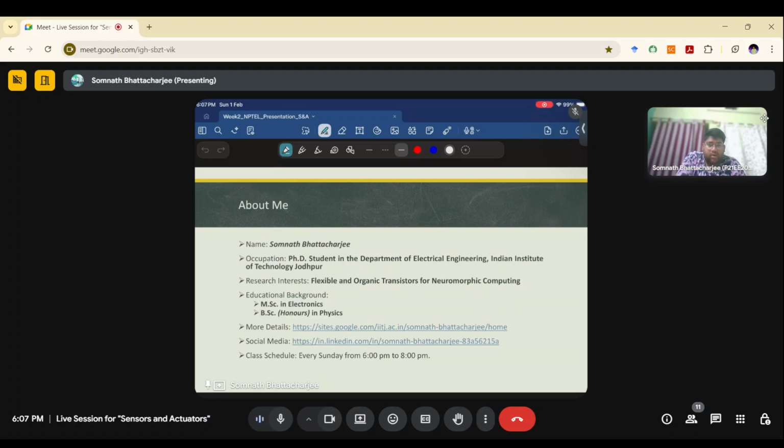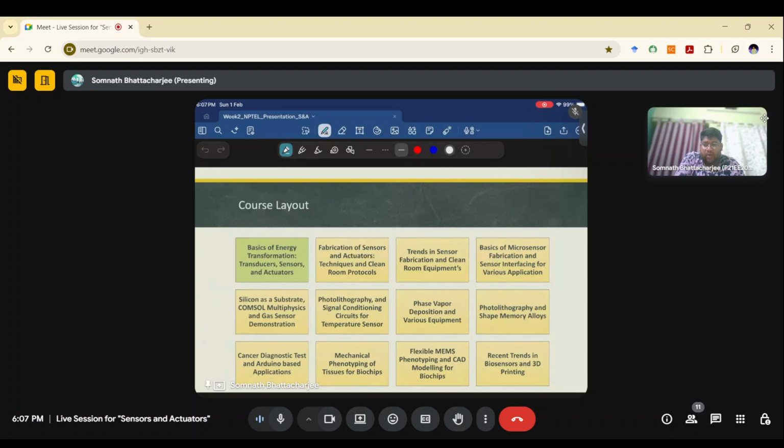We are conducting the class every Sunday from 6 to 8 p.m., and this is the second class. This is the basic course layout, which I have already discussed in the previous class.